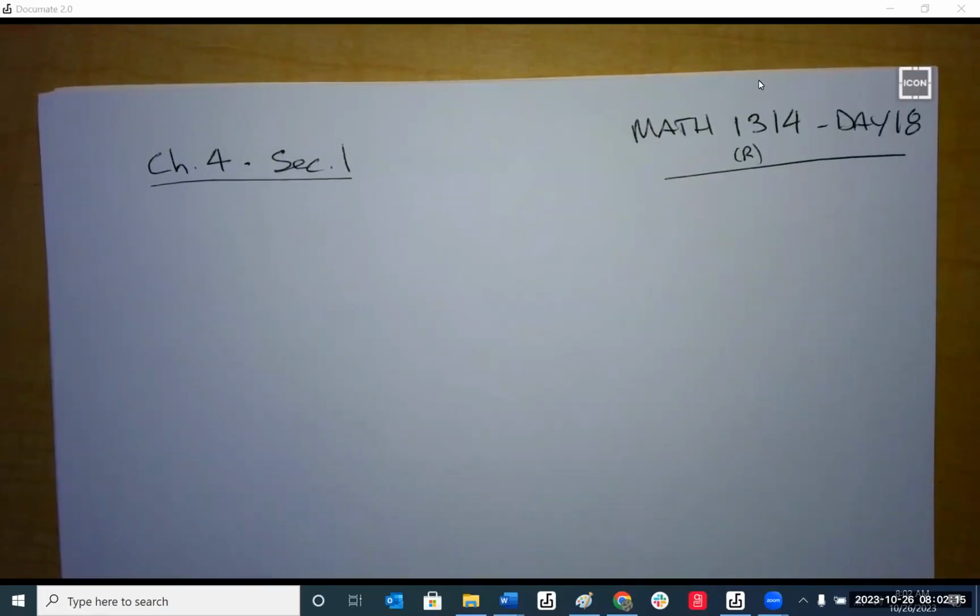What we're going to do first is go over some examples of section 1 that we did the other day. And then we'll do section 2, and if we have time, section 3 today.